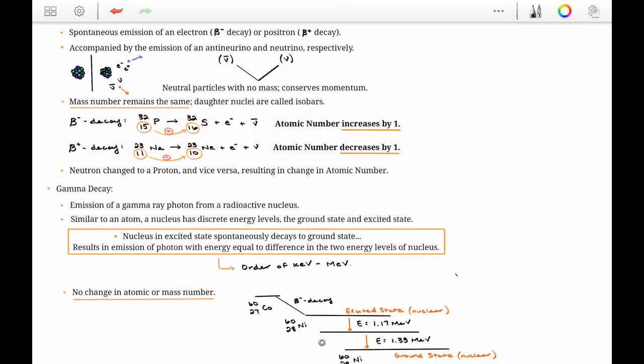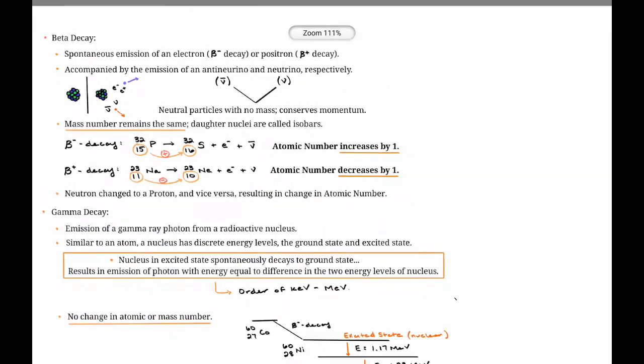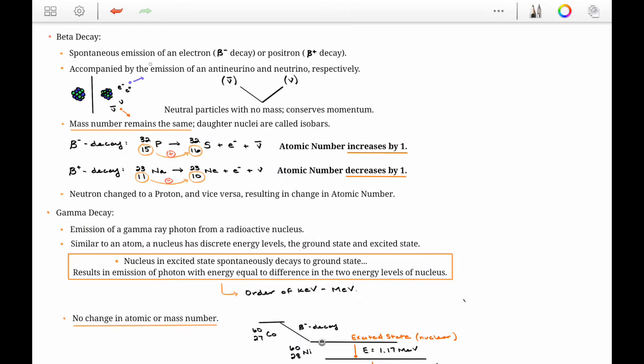The next radioactive decay I want to talk about is beta decay. This occurs when you have the spontaneous emission of an electron or a positron. As we know, both of these are beta particles. This emission is accompanied by the emission of an antineutrino or a neutrino, respectively. Whenever an electron is emitted, an antineutrino is emitted, and the opposite is true: whenever a positron is emitted, a neutrino is emitted. The antineutrino and neutrino are both neutral particles with approximately no mass.